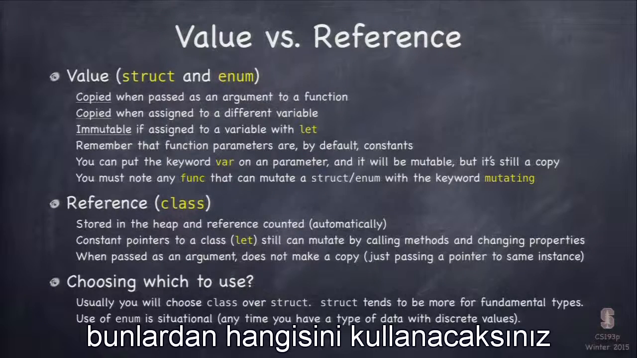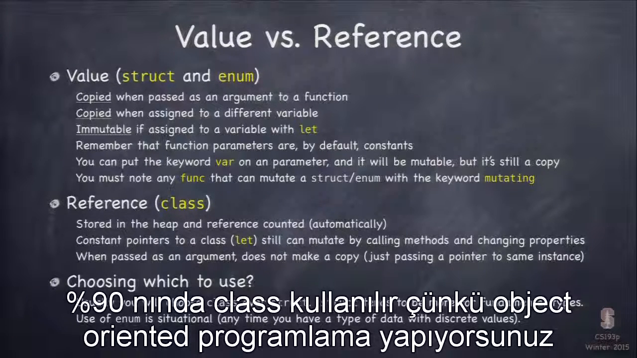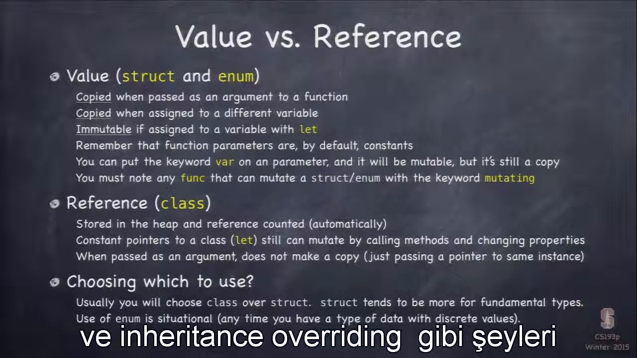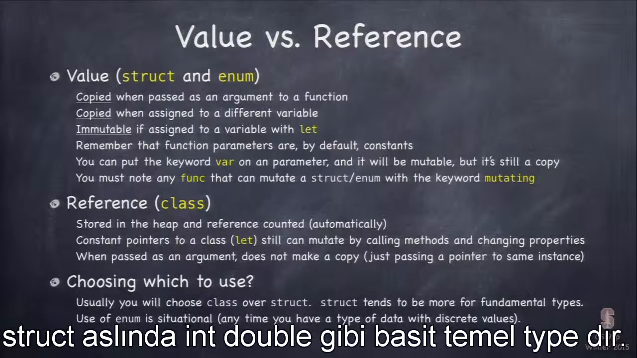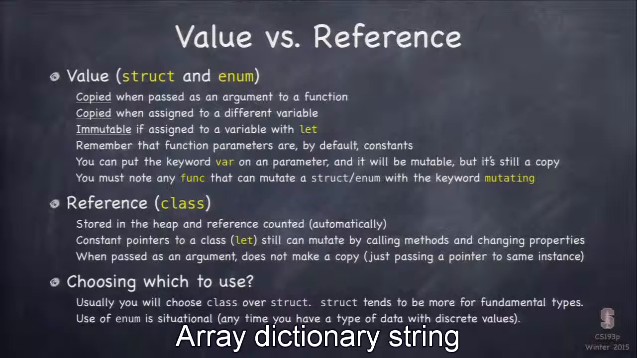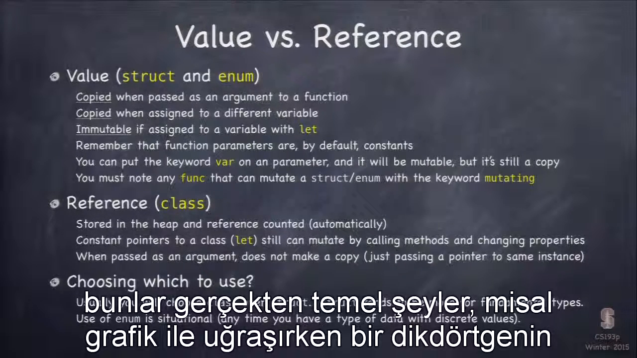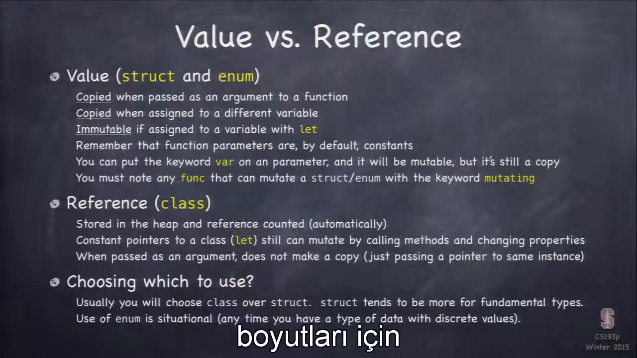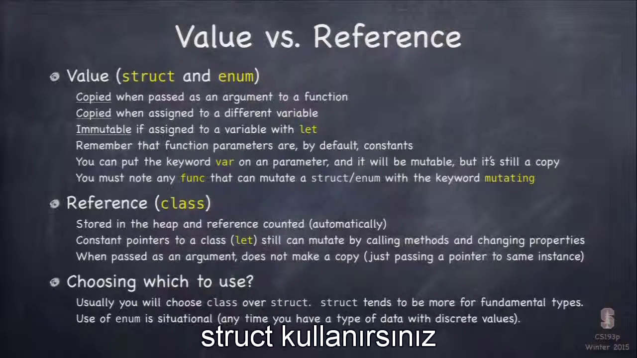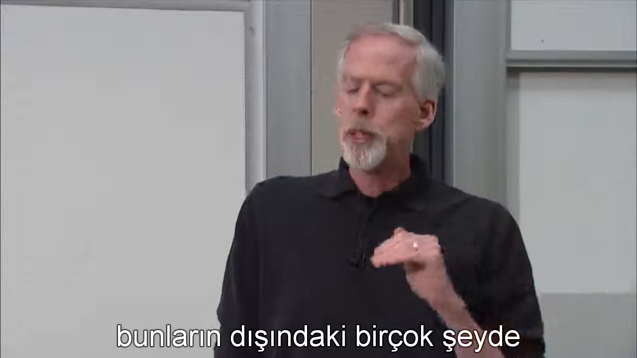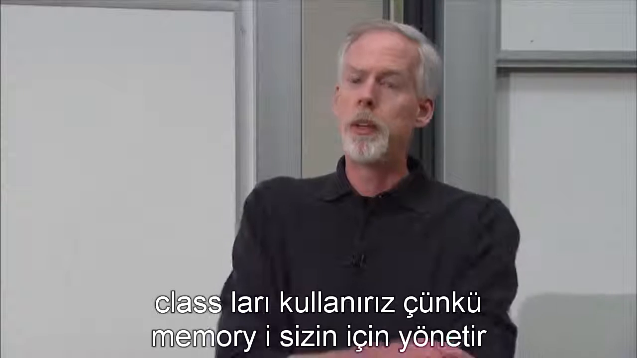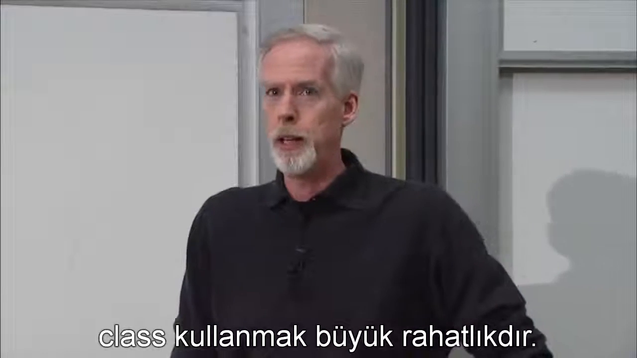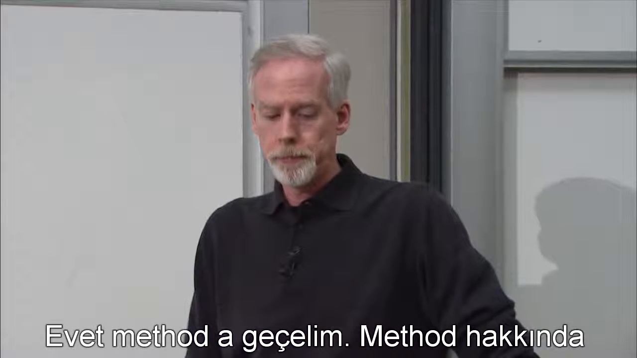Which do you use between these two? Well, 90% of the time you're going to use a class. This is an object-oriented programming language. You're going to want to have the ability to do inheritance and overriding and things like that. Structs are really more for the basic fundamental types like double, int, array, dictionary, string. These are all really fundamental things. And when we get into the graphics, you're going to see that points, sizes, rectangles, those are structs, okay? But most of everything else we build with classes, okay? And since it manages all the memory for you, it's really no big pain to use classes.